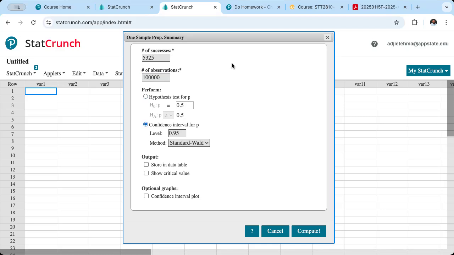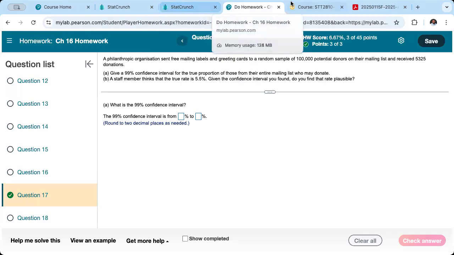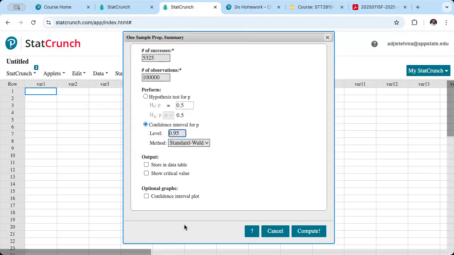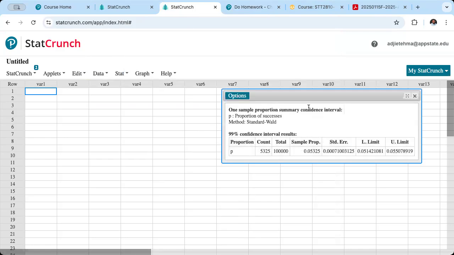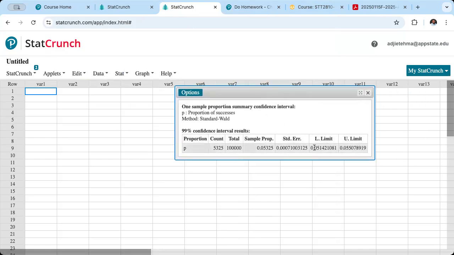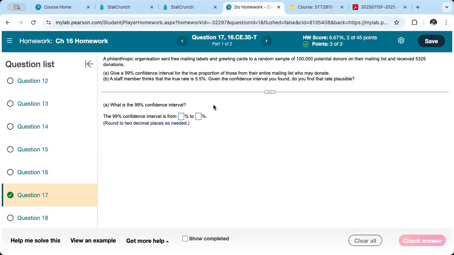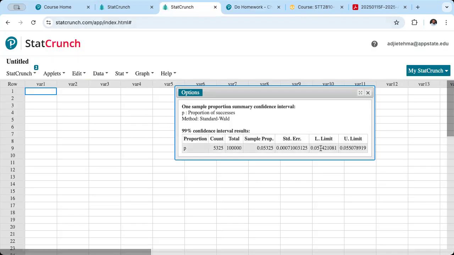And because I want the confidence interval, I come to confidence interval for p. What did they say I should do? They asked me to find the 99, isn't it? So 99 means that here has to be 0.99, right? And then I hit compute. So this is the range, isn't it? Now, when we come here, it says that here is percent, here is percent. You see? So it means that you have to multiply your answer here by 100. Do you get what I mean?